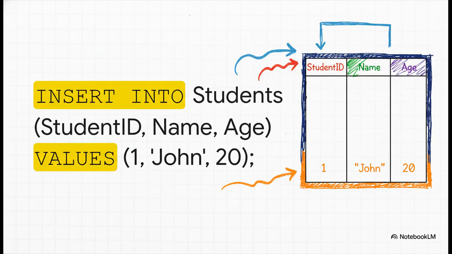So let's break this down. INSERT INTO students. That tells the database, hey, this is our target table. Then, the names in parentheses, student ID, name, age, those are the specific columns we want to fill. And finally, VALUES is followed by the actual info we're adding. ID number 1, the name John, and the age 20.